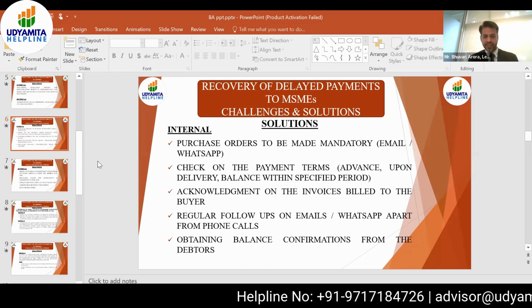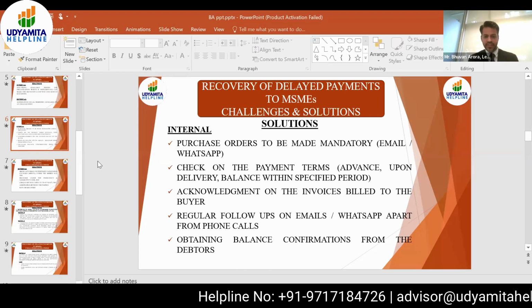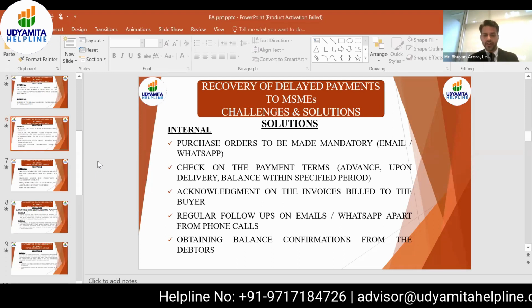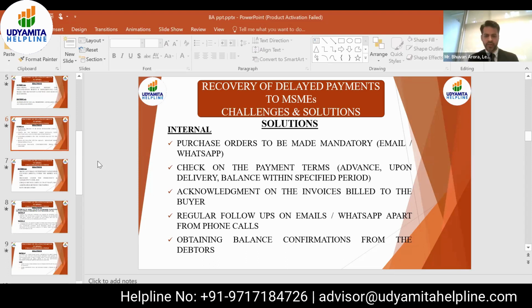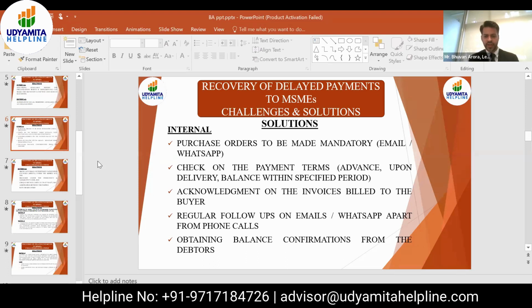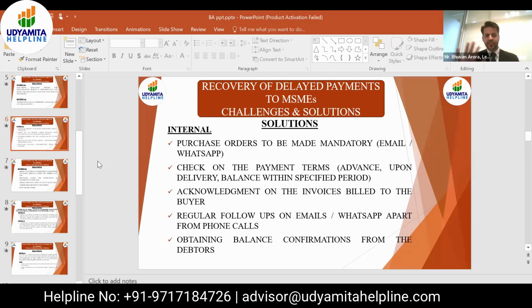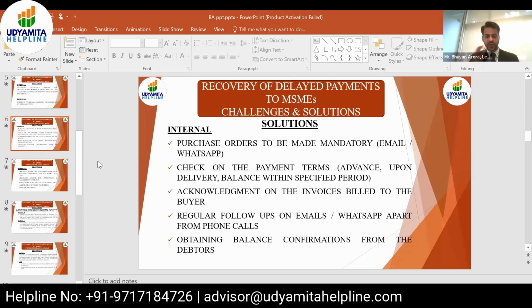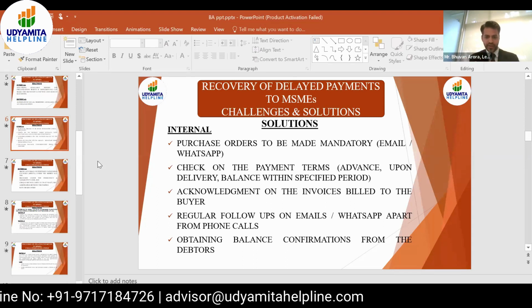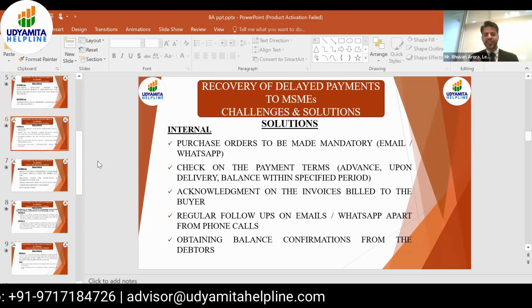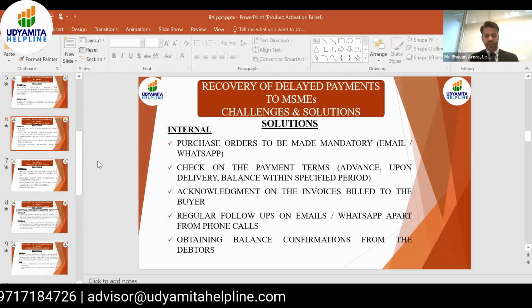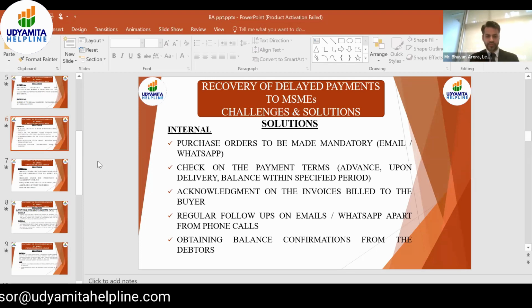So how we can take that balance confirmation is we can send them an email that our audit is going on. Our auditor wants to confirm that these are our debtors. So please confirm the balance. So A, you are not asking for money. B, you are only asking for balance confirmation. So in any which way, he will not be reluctant to give you confirmation of the outstanding which is due from him. Next.